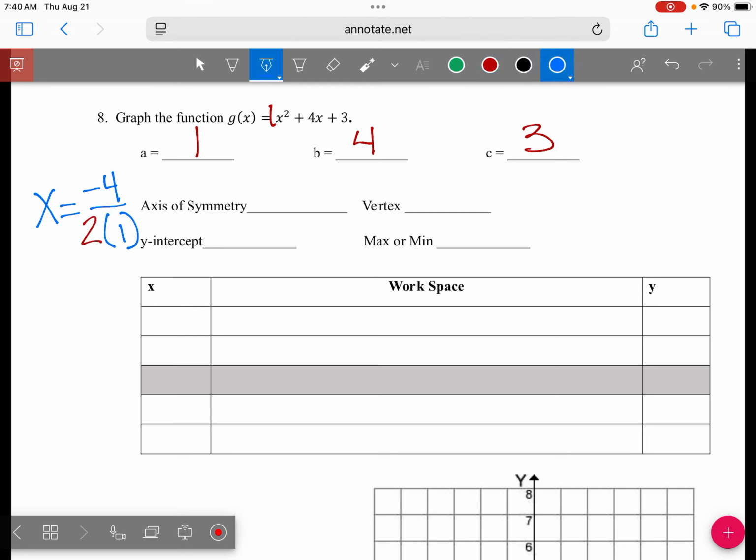So go ahead, take a moment if you haven't already, and figure out what is the axis of symmetry. Where should it be? X equals, is it positive 2, negative 2, positive 4, negative 4? What y'all thinking? Negative 2.